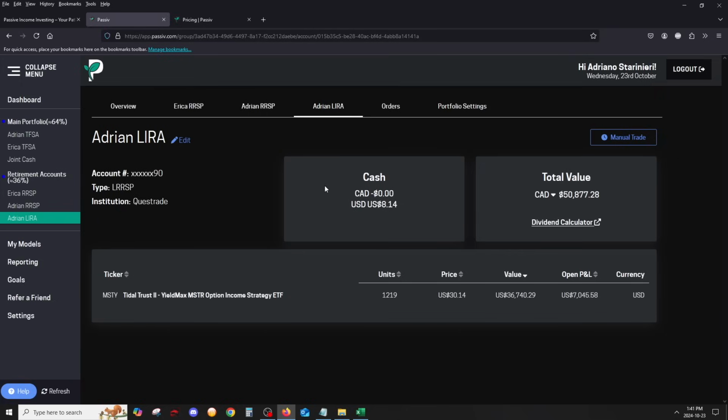Switching MAXI to MSTY. I wish a MicroStrategy covered call ETF would come out on the Canadian stock market. I think it will. I'm very optimistic about it. But yeah, I did this in the LIRA account.